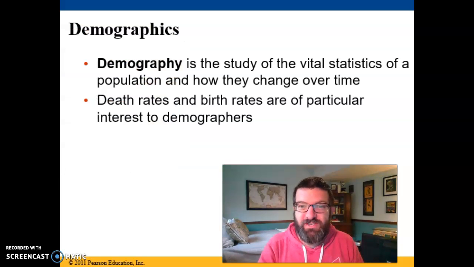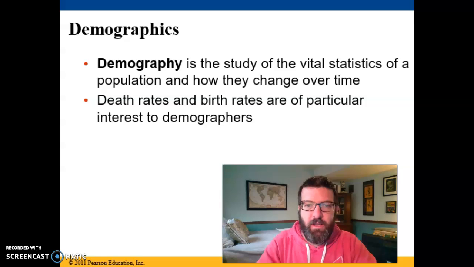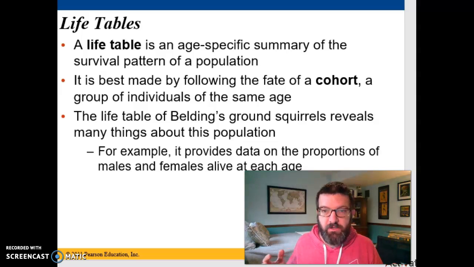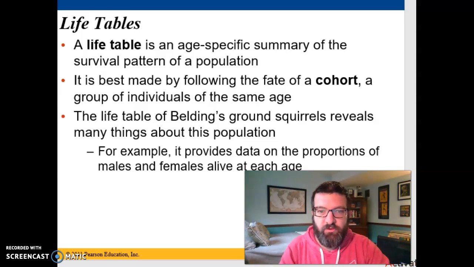Population ecologists will often study demography, or the vital statistics of a population and how they change over time. And in terms of vital statistics, there are none more vital than birth rates and death rates. One way to organize this type of data is with a life table. So you start with an age-specific summary of the survival patterns of a cohort. A cohort meaning a group of individuals of the same age. So everybody born in 2010 is in a particular cohort. And so we'll look in a moment at a life table for Belding's ground squirrels, and it will tell you a few things about the population.